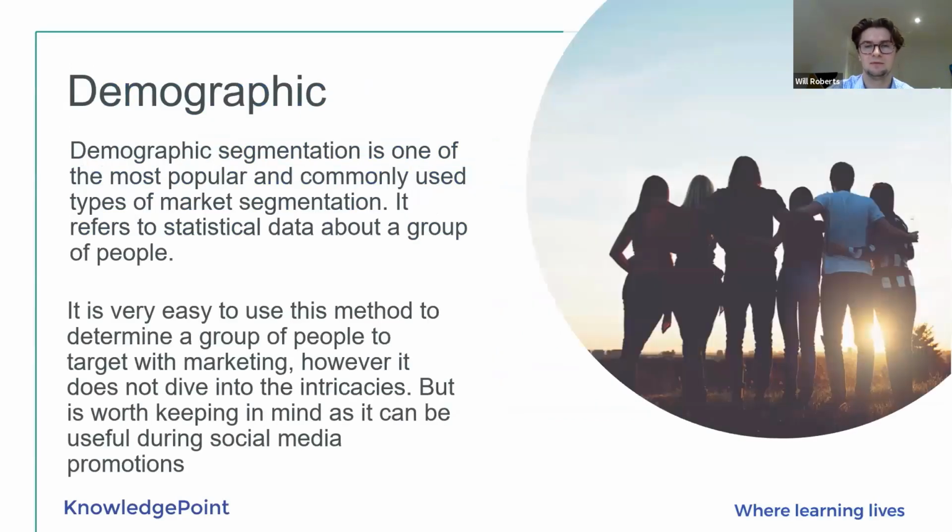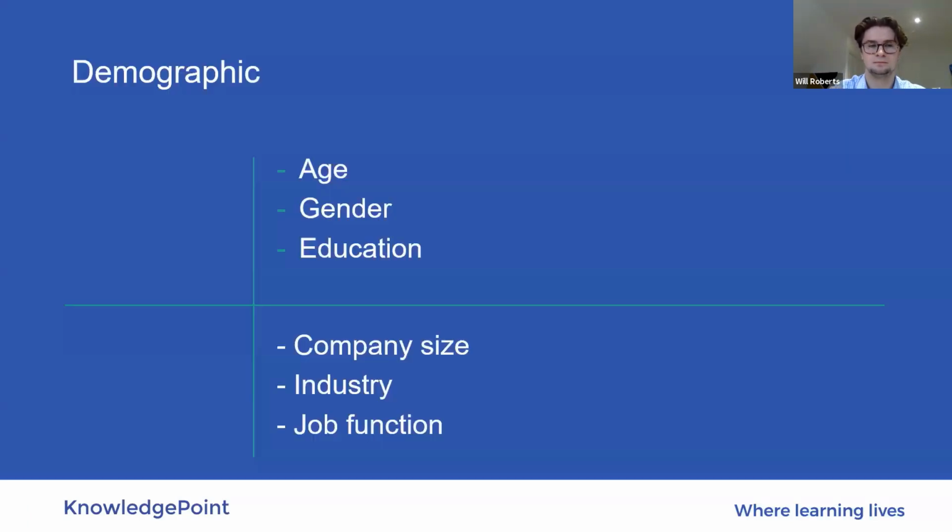So demographic, this is quantitative data. This is often found in census data, and it is the demographics. So the age, the gender. This is often useful for when creating promotions and targeting through social media. So demographic, as I've said, can be broken down into age, gender, education, company size, industry, and job function.